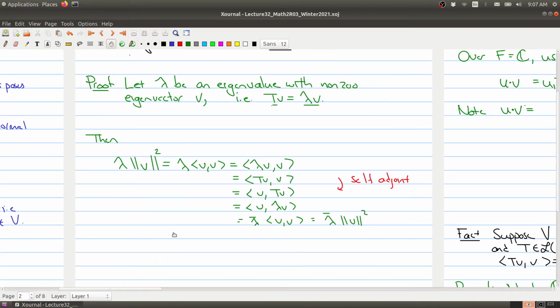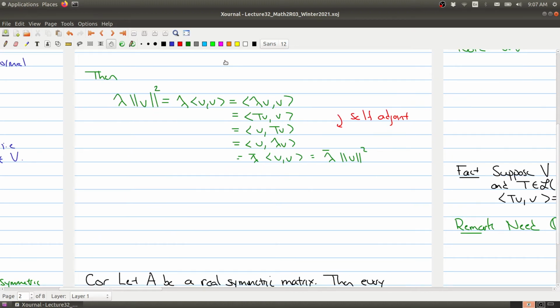Now, since this number here doesn't equal 0, because v is a non-zero vector, the only way that this can happen is if these numbers, lambda and its complex conjugate, are equal. But the only complex numbers that are equal to their complex conjugate are real numbers. So lambda is a real number.